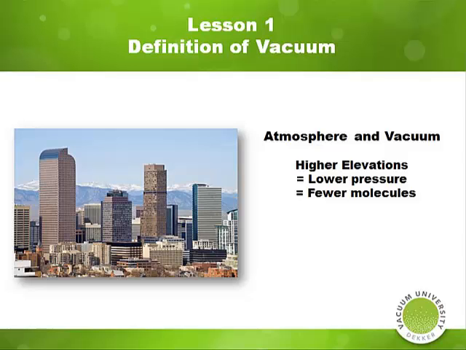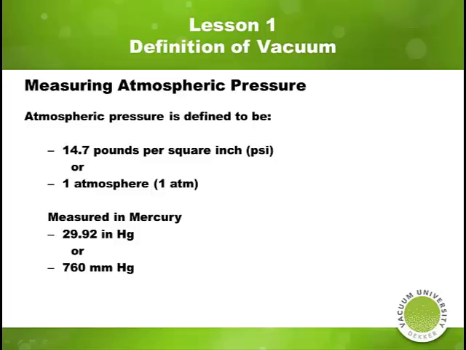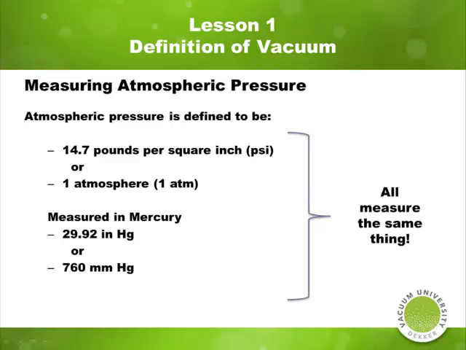Atmospheric pressure is measured in a number of ways. The most well-known is using the term of 14.7 pounds per square inch, or psi. Other measurements are equivalent to 1 atmosphere, the pressure of a column of water equal to about 34 feet, the pressure of a column of mercury that stands 29.92 inches or 760 millimeters using metric units. They all measure the same thing, the pressure of this column of air above us.